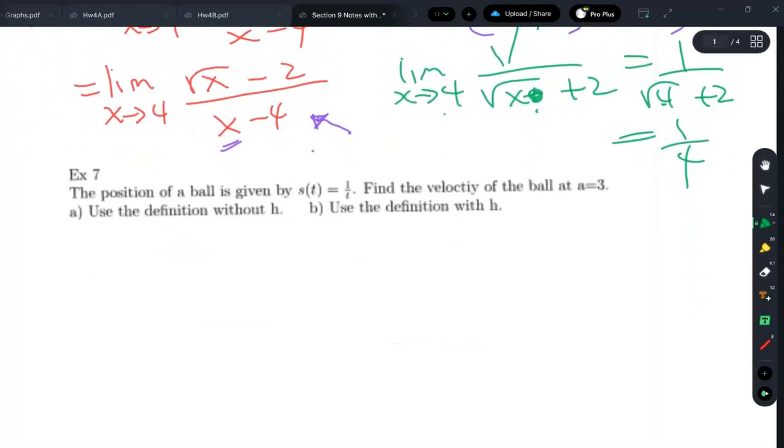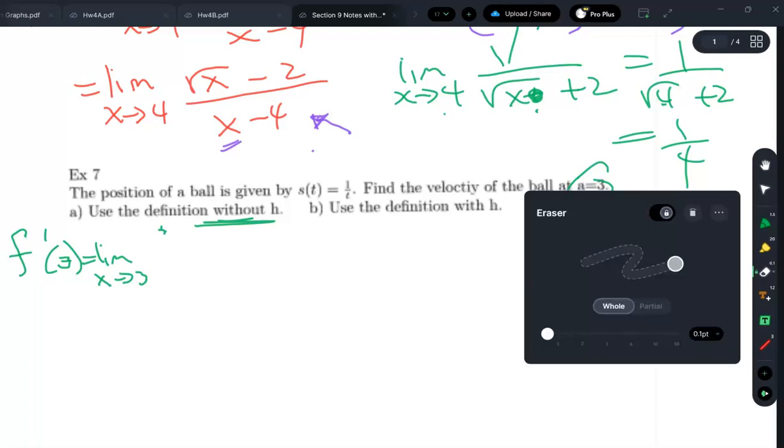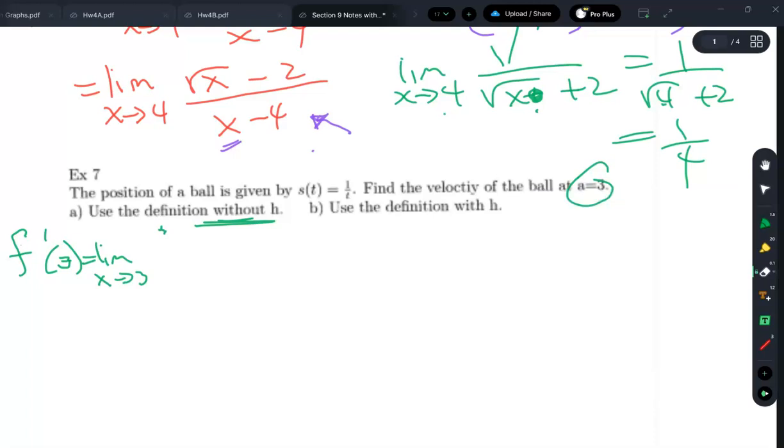So this one here, I want us to do it both ways. So let's use the definition without h at a equal 3. So f prime of 3, so that's limit as x goes to 3. So it'd be f, and this is s, sorry about that. It should be s prime. Okay, we're just going to have to scribble over it. Okay, s prime of 3.